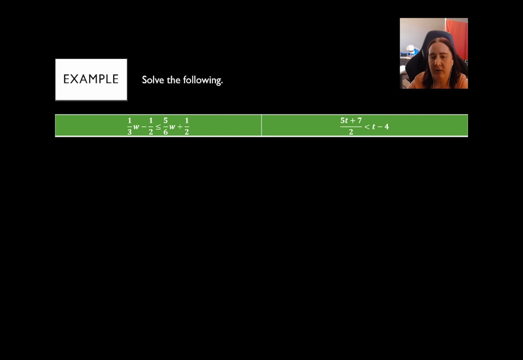Okay, so these are my last two, with some fraction stuff here to kind of show you what we do with these. So I have 1/3 w minus 1/2 is less than or equal to 5/6 w plus 1/2. So I like to eliminate fractions by multiplying by the common denominator, which in this case would be 6. So we're going to multiply everything by 6. So that's going to be 6 on both sides.